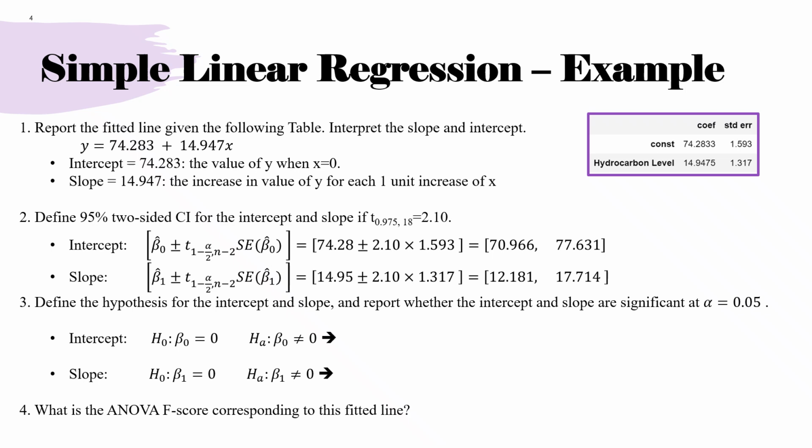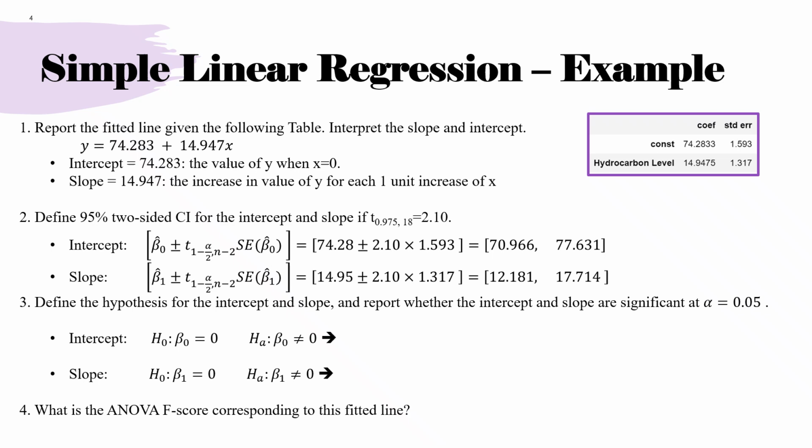Plugging in these values, the 95% confidence interval for the intercept ranges from 70.966 to 77.631. This means that, based on the data and the assumptions of the linear regression model, we are 95% confident that the true value of the intercept lies within this range.